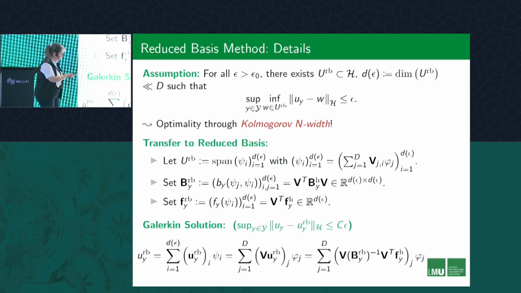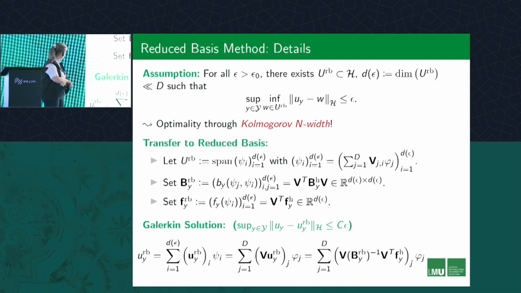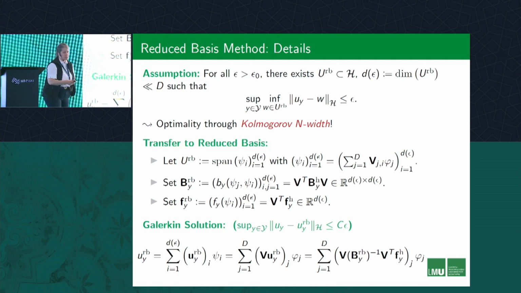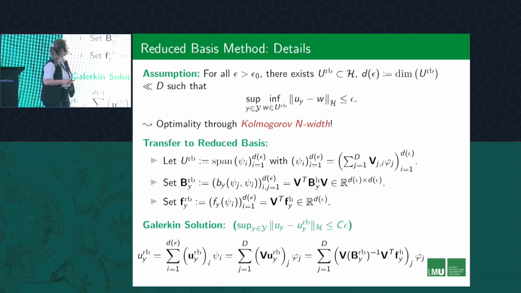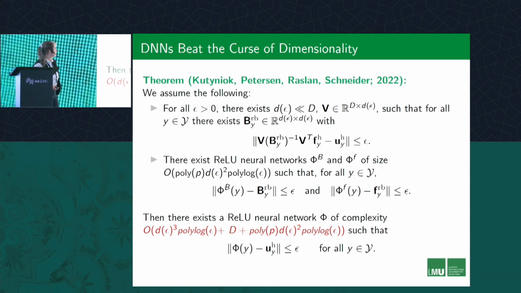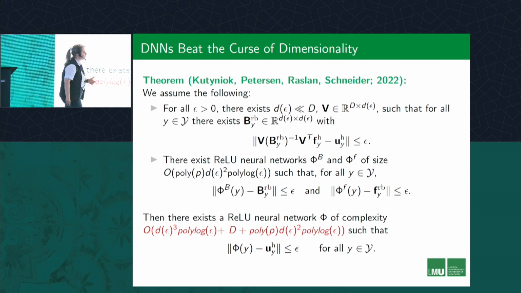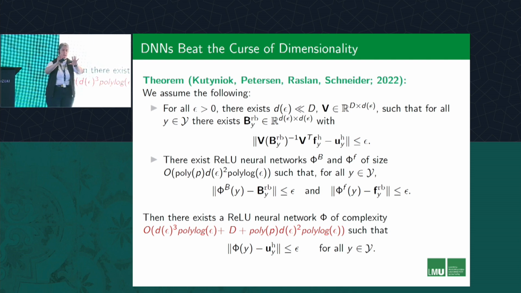Usually, these methods, let me not go too much into the details, the solution coefficients in the low-dimensional space can be explicitly computed. But now with neural networks, I wouldn't say throw this all overboard, but if we now train a neural network to compute this parametric map, we can show there exist neural networks of this complexity. And with complexity, I mean the number of non-zero parameters.